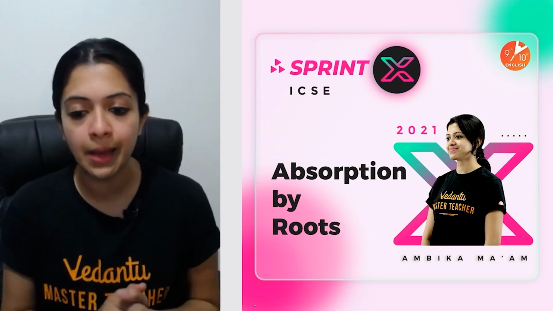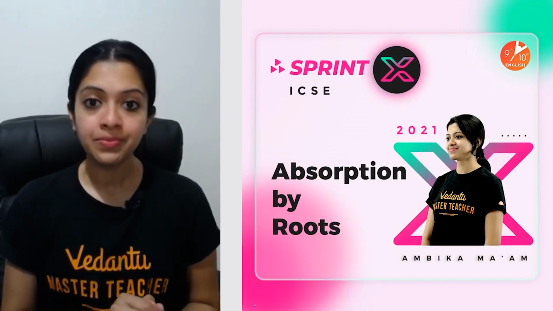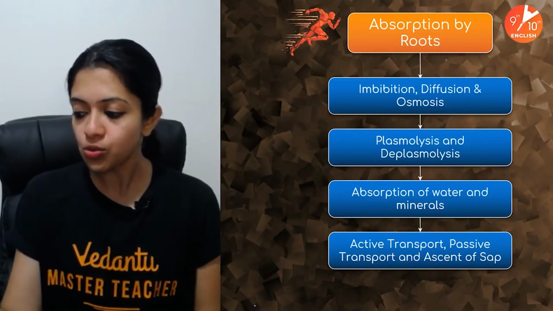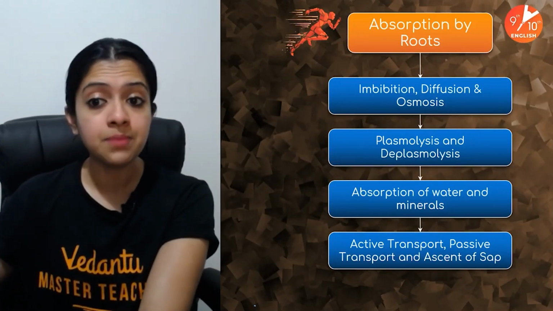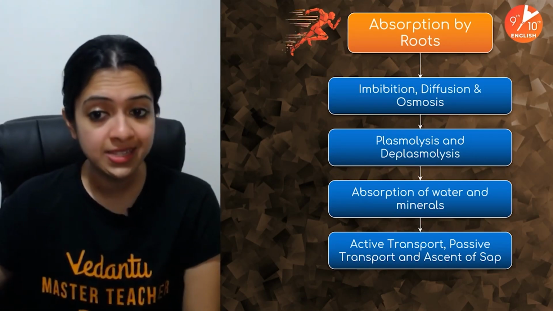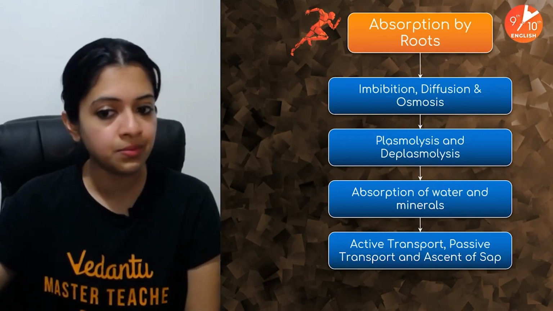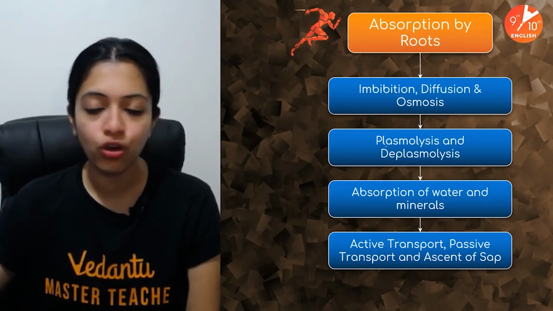We've already done a couple of chapters. Today we are going to discuss questions from the chapter Absorption by Roots. In this chapter, these are the major topics: imbibition, diffusion, and osmosis, plasmolysis and deplasmolysis, absorption of water and minerals, active transport, passive transport, and ascent of sap.